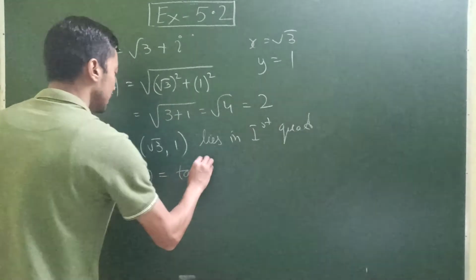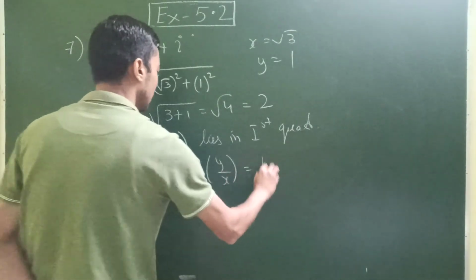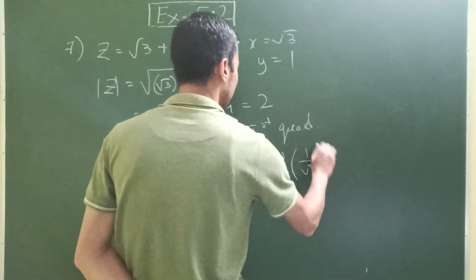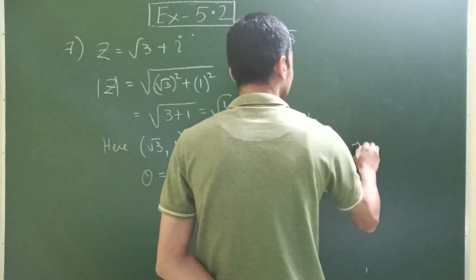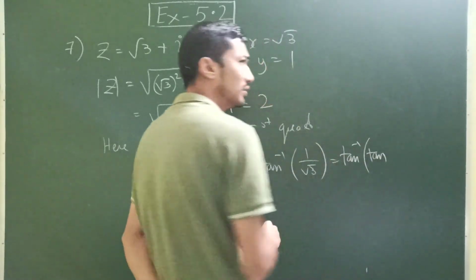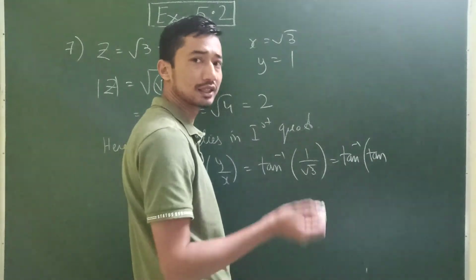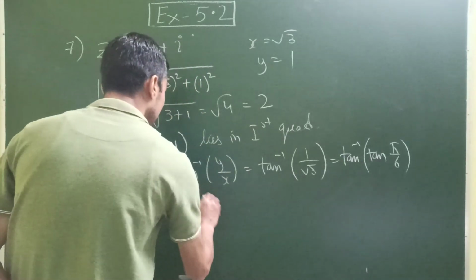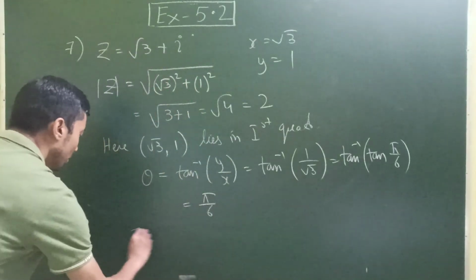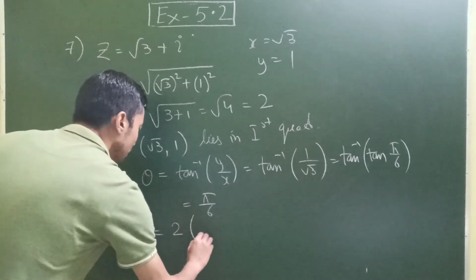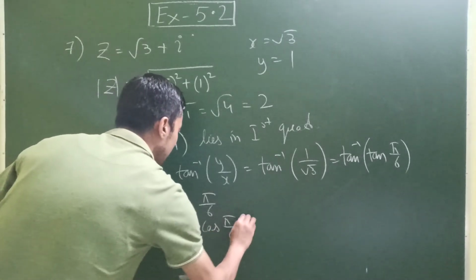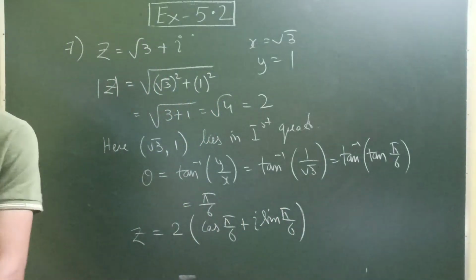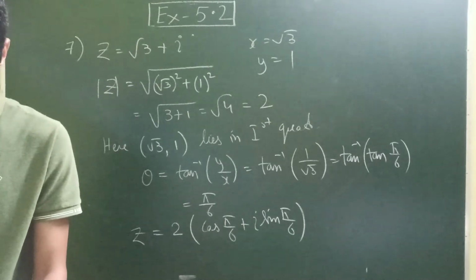Theta will be simply tan inverse y upon x. So that will be tan inverse, what is the value of y? 1 upon root 3. So that can be written as tan inverse tan 1 by root 3, which is tan 30 degrees. So 30 degrees in radian form can be written as pi upon 6. So theta is pi by 6. So our polar form will be z equal to 2 cos pi by 6 plus i sin pi upon 6. That was question number 7.